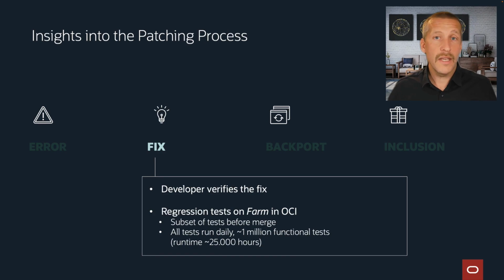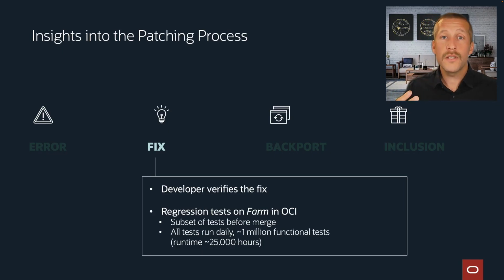At the end of the day, we will run all our more than 1 million functional tests on the main code line just to ensure that nothing has snuck in during the day. If you sum up the entire runtime of all our functional tests, it is more than 25,000 hours of testing.